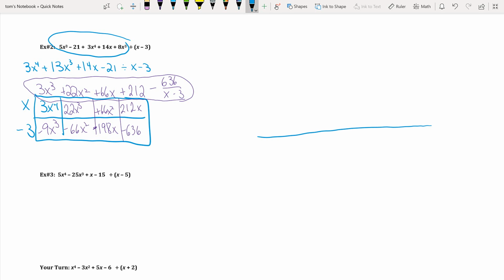So again, draw your box, draw a horizontal line at the bottom. The coefficients are 3, 13, 0, because there's a placeholder. Notice how they skipped. It went from a cubic, skipped the quadratic, and went to x to the first. So don't forget your placeholder.